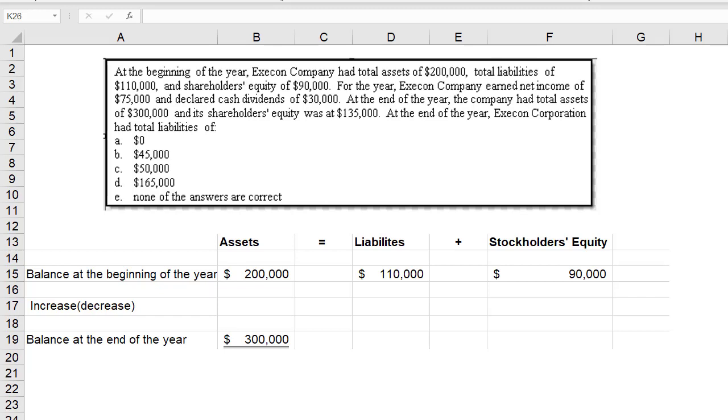Okay, let's take a look at this balance sheet and accounting equation problem. I'll read it to you. You see it at the top of the screen there.